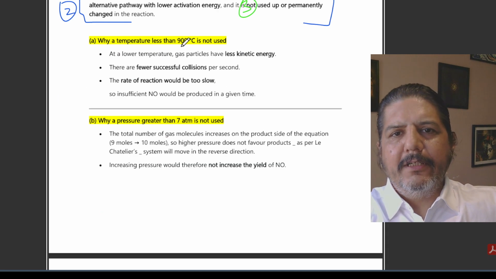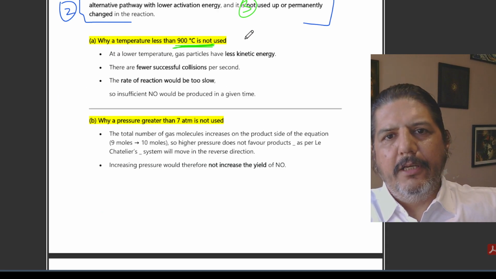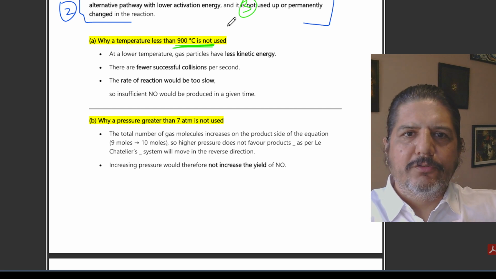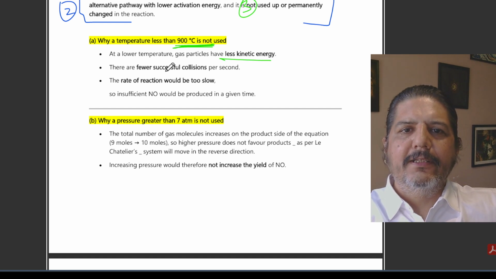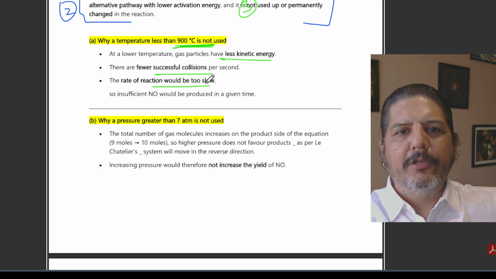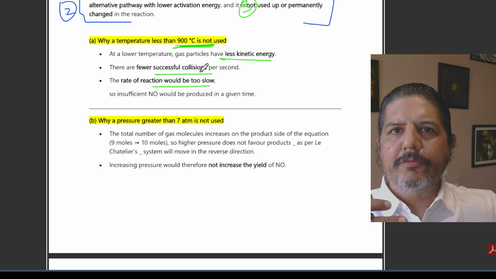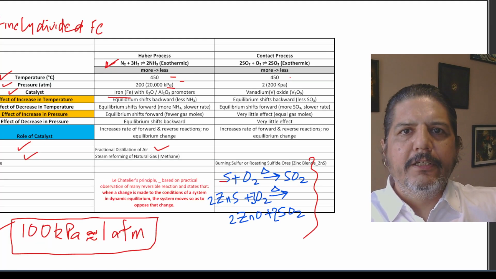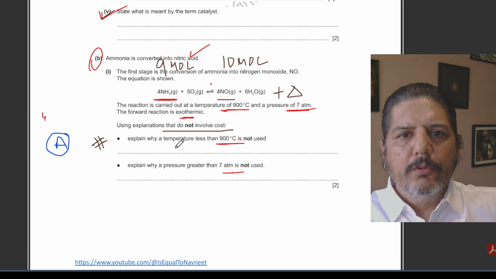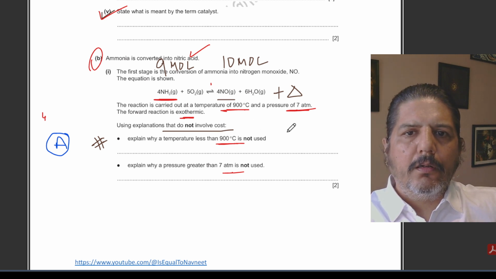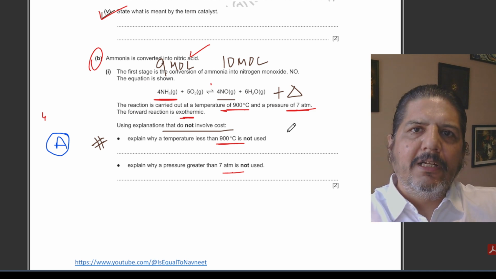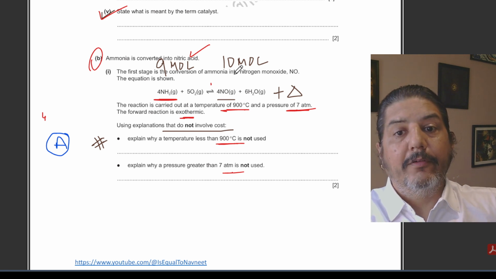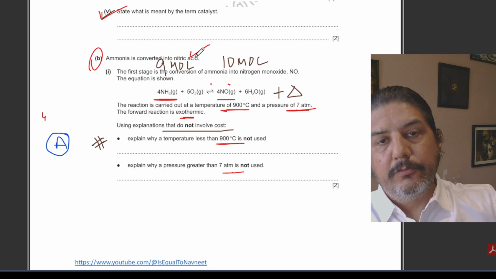Now see, if a temperature less than 900 degrees Celsius is used, it basically brings down the rate of reaction. At lower temperature, gas particles have less kinetic energy, fewer collisions, so the rate of reaction would be too slow. So that is why the yield of nitrogen monoxide gets affected. So what we say is that when a temperature less than 900 degrees Celsius is used, the yield of nitrogen monoxide, which you want as a product, suffers. That is why it is not used.